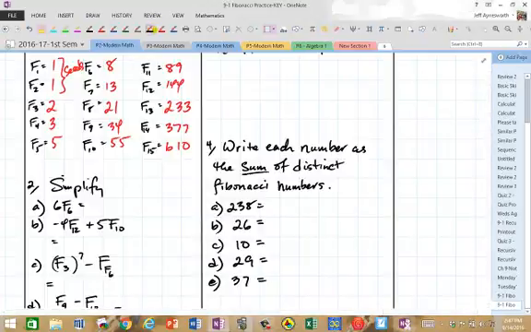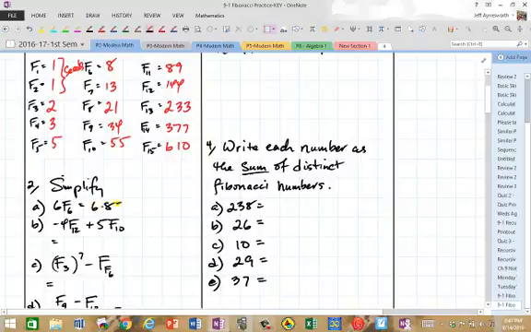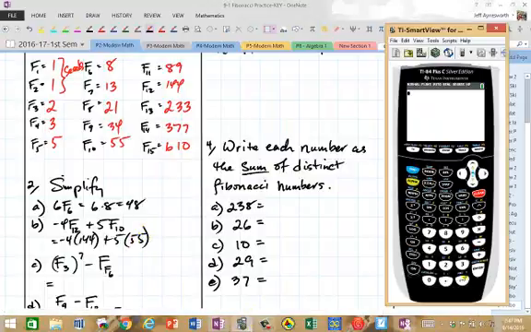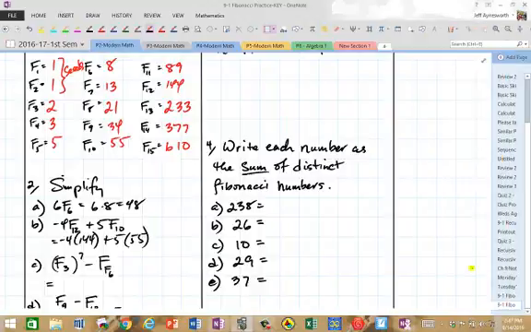So here we go. 6 times the fifth Fibonacci number. So 6 times 8, 48. Here you have negative 4 times F12, the 12th one, which is 144, plus 5 times the 10th one, which is 55. If you want to use your calculator, cool. You enter in negative 4 times 144, then you want to add 5 times 55. On these calculators, you just enter it in directly, and you get negative 301.